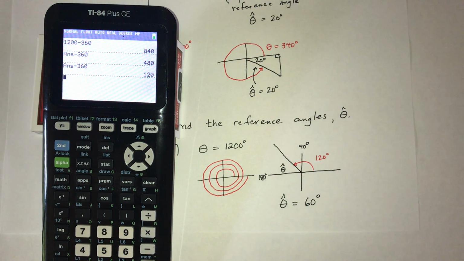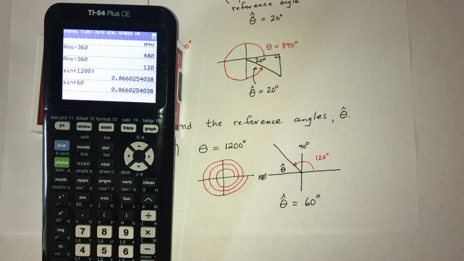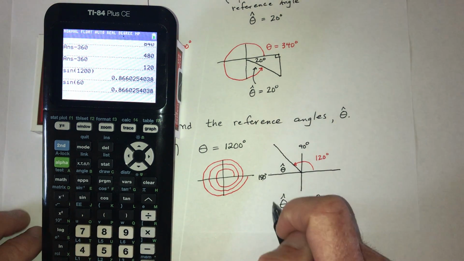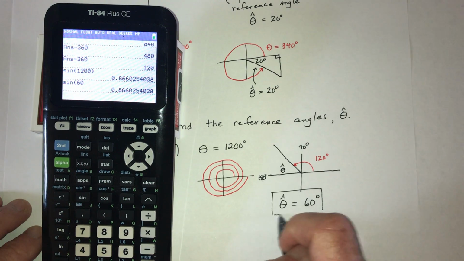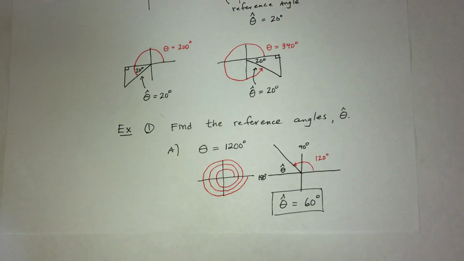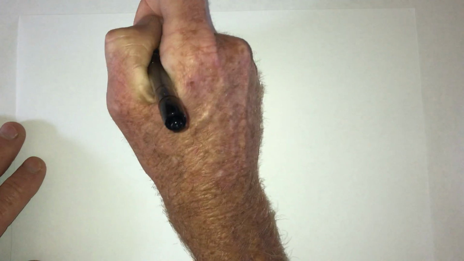All right, now I want a way of testing to see if I got this right. So I'll pick a trig function, sine of 1200 equals that thing. And sine of 60 equals the exact same thing. So I'm pretty sure that I got it right. Okay, that was number 1, part A. And then what about part B?